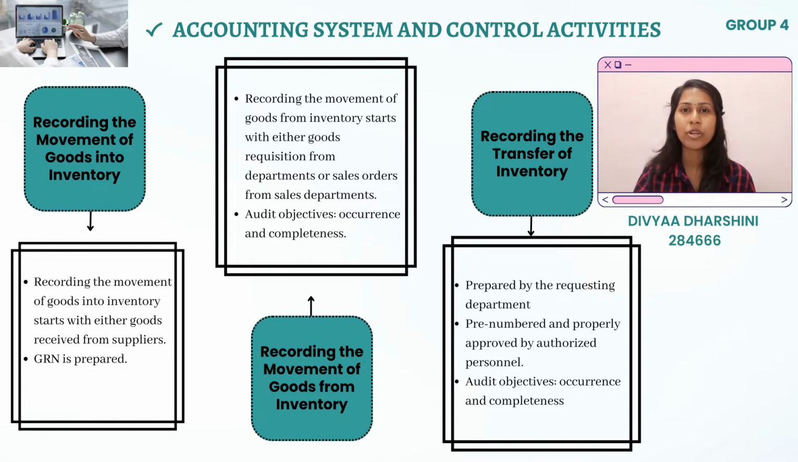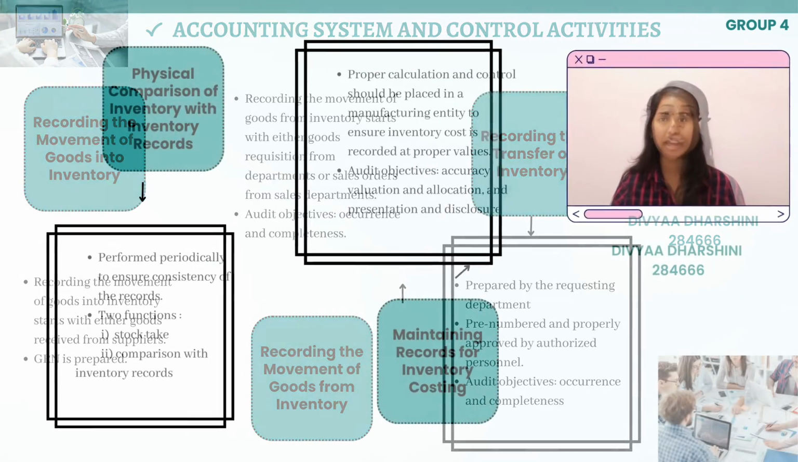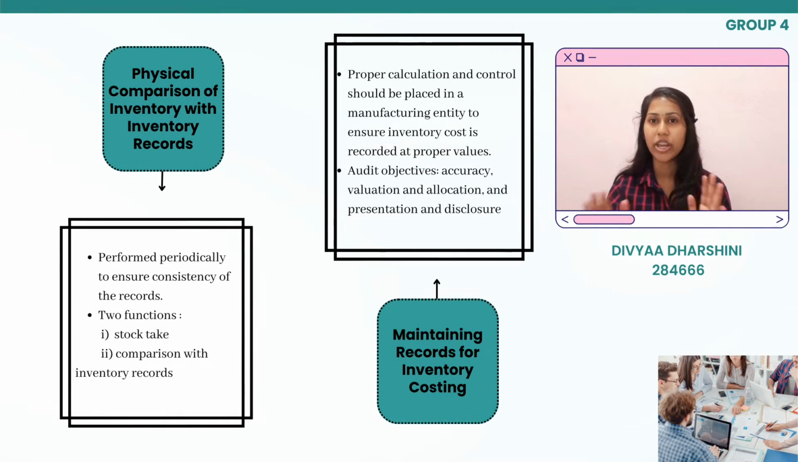Next is recording the movements of goods from inventory. Recording the movements of goods from inventory starts with either goods requisition from departments or sales orders from sales departments. The control procedures relate to occurrence and completeness of inventory. Following that, recording the transfer of inventory. Inventory transfer requisitions are normally prepared by the requesting department, and the document should be pre-numbered and properly approved by authorized personnel. The control procedures relate to occurrence and completeness, and internal comparisons of inventory with inventory records are performed periodically to ensure consistency of the records.